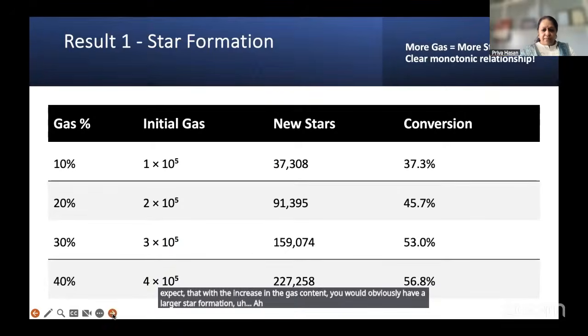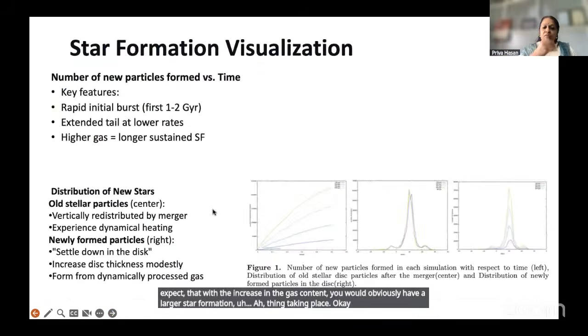If we visualize it also, what is interesting is that, I'm sure this image is not too great, but you can see here for different gas ratios the number of new particles which are formed in each simulation, which, like I said, increased with time.